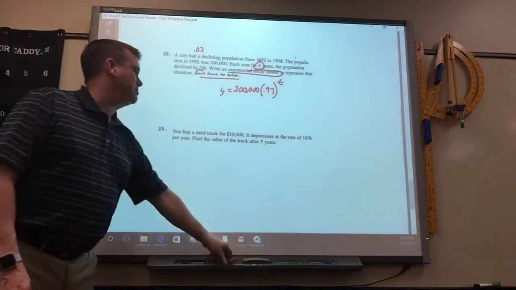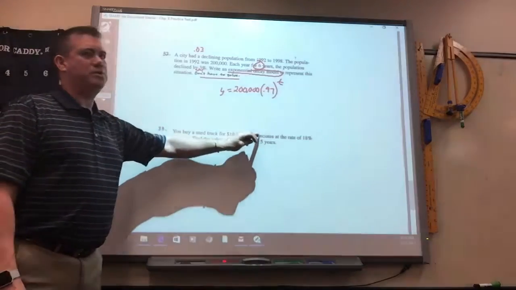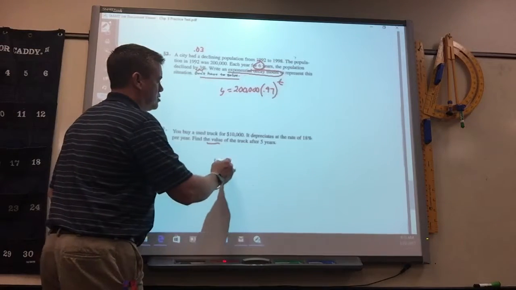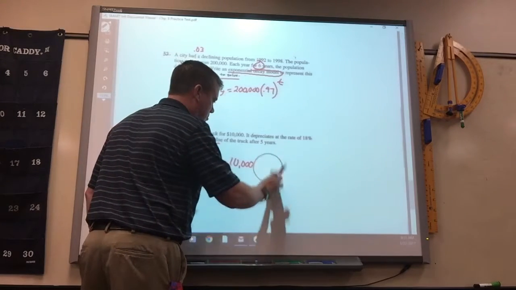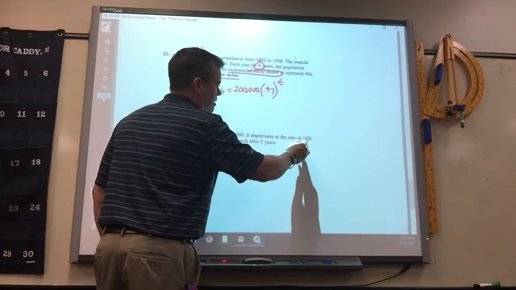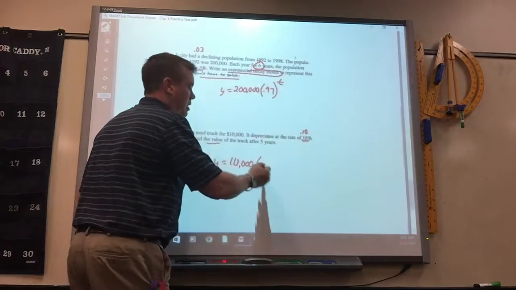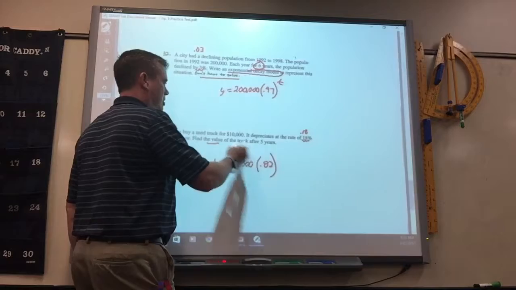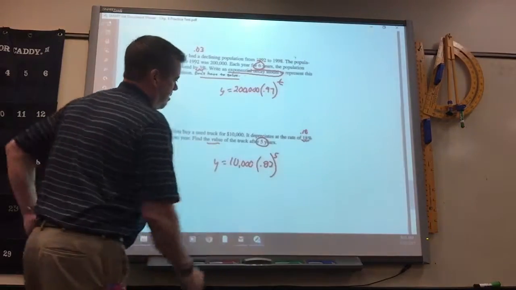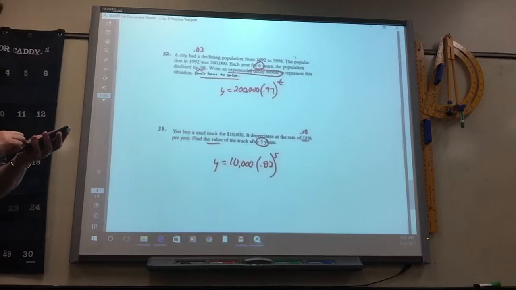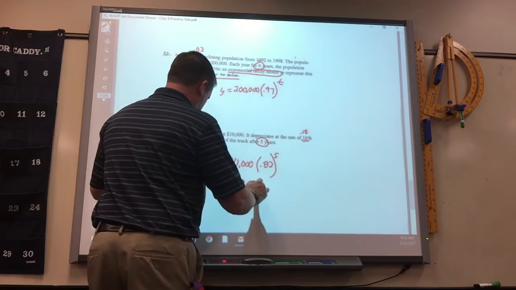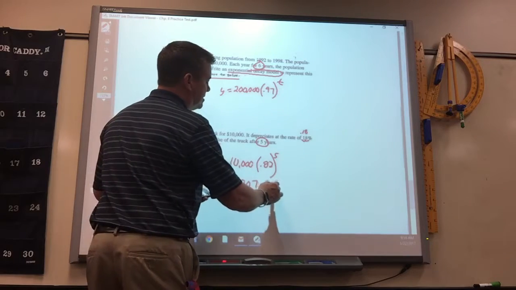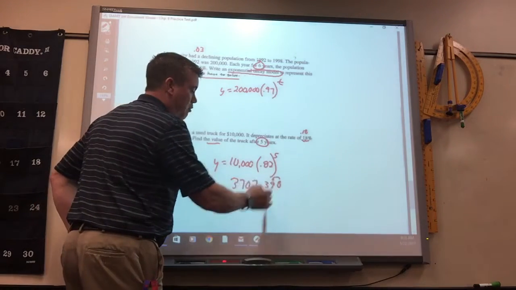This one we do have to solve. It's a depreciation, which is a decay. So Y equals the initial amount times 1 minus the rate. 1 take away 0.18 is 0.82, raised to the 5th. And it is worth 3707.398. That would round to 40 cents, right?